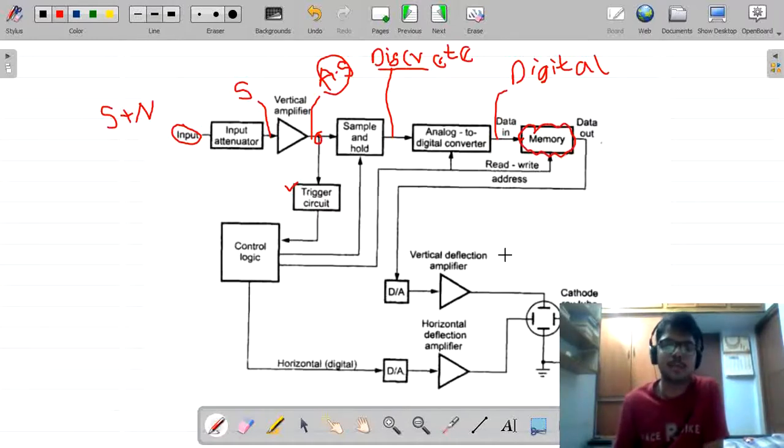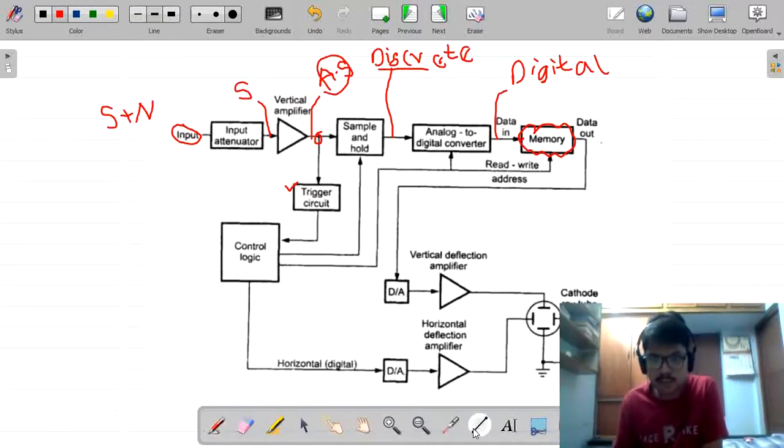Now what will happen? Our signal information is stored in digital format in the memory. Whenever we require, we can take it from this memory. It is the main advantage of using a digital storage oscilloscope.